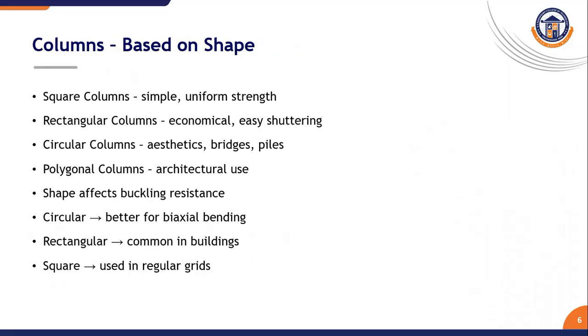Column based on shape. The shape of a column's cross section significantly affects its performance. Rectangular and square columns are most commonly used in buildings because they are simple to construct and easy to reinforce. Circular columns are preferred in piles and bridges due to their uniform strength in biaxial bending and aesthetic appeal. Polygon shapes are sometimes adopted for architectural requirements, while rectangular sections are easy to shutter. Circular ones offer better buckling resistance. The shape selection depends on both the structural and architectural needs.